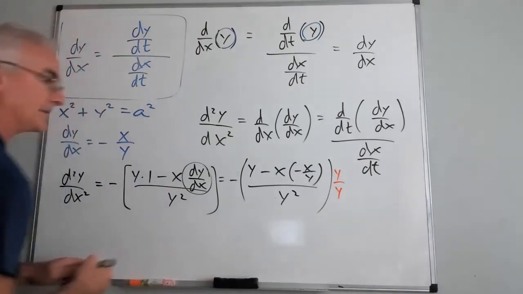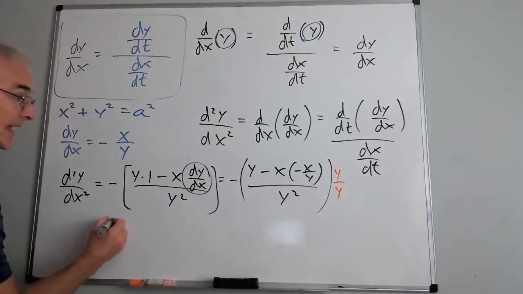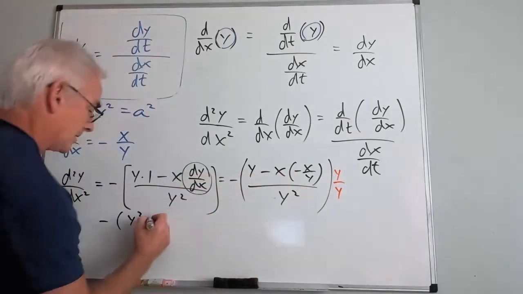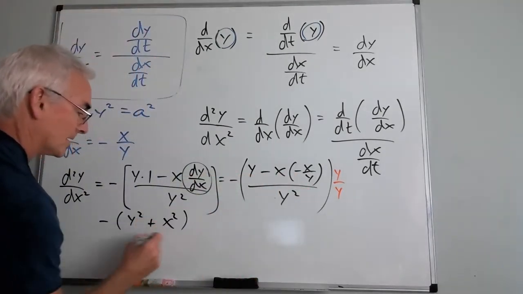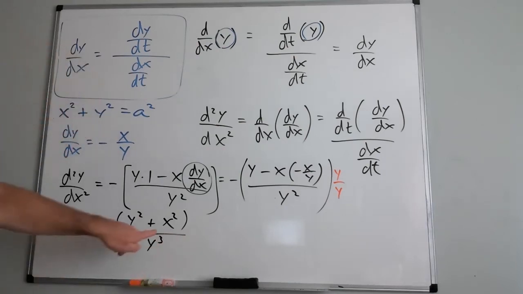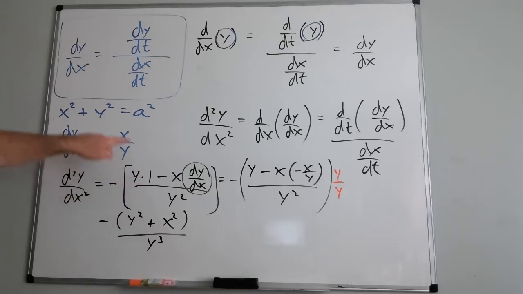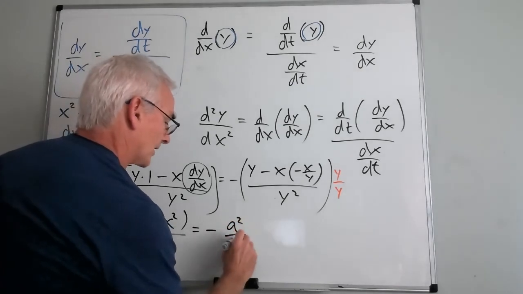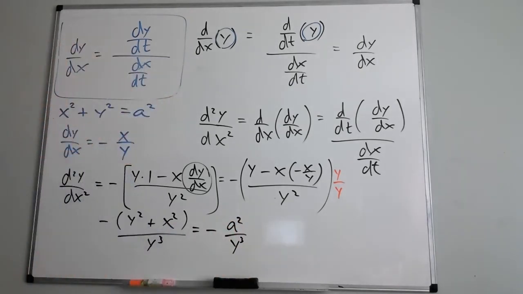When I do that, my numerator is now the negative of y squared plus x squared. My denominator is now y cubed. But x squared plus y squared is just a squared. So after all of that, this is negative a squared over y cubed. Wow, that's kind of crazy.